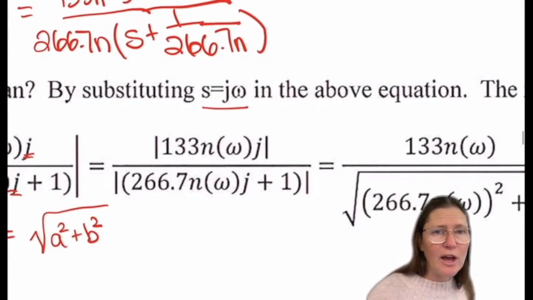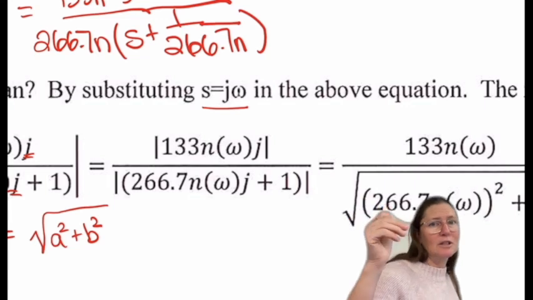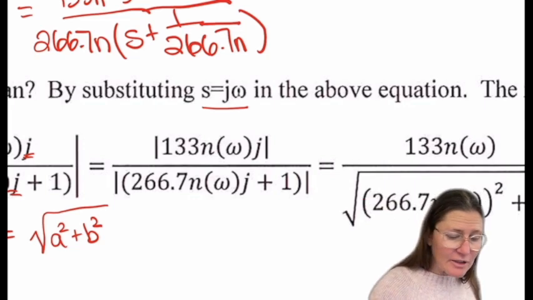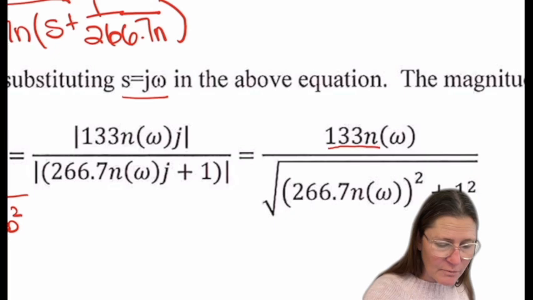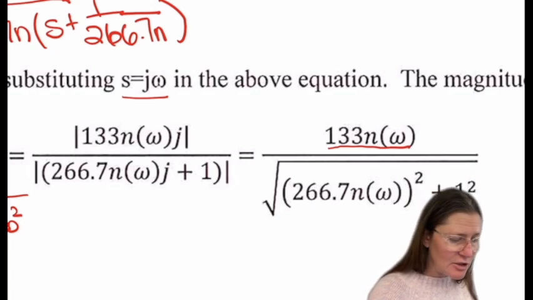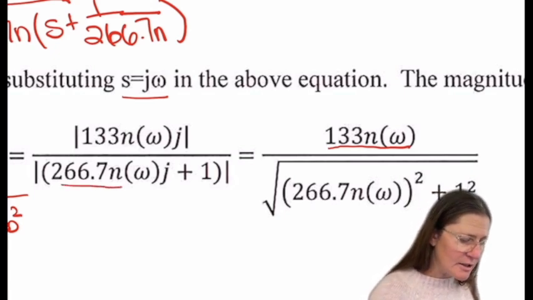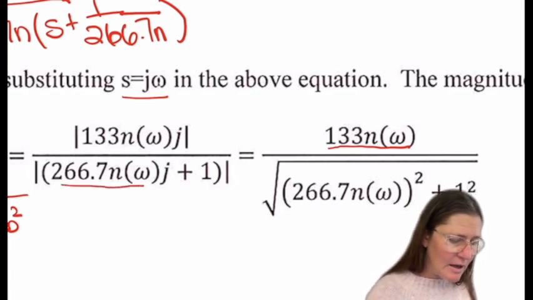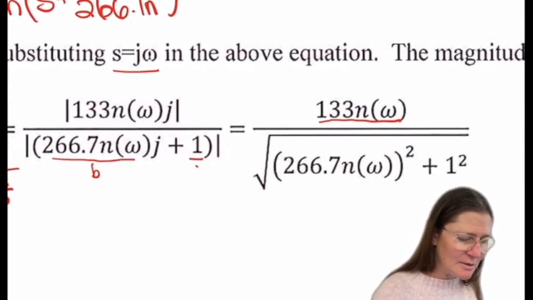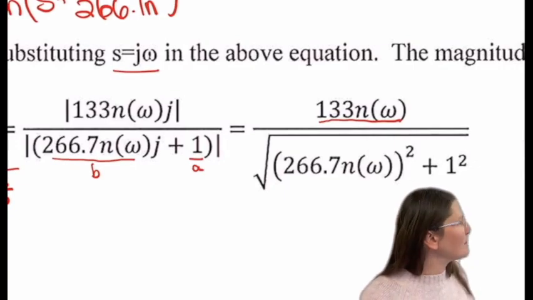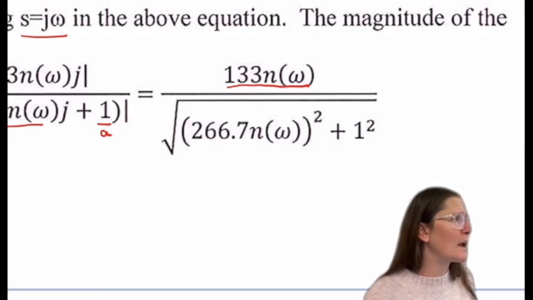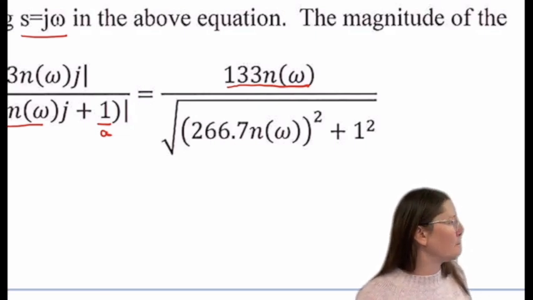So I can separate those out to have 133 nano omega J. And then the magnitude of that is just going to be omega itself, because I have no real portion of it. And then the magnitude of the bottom part, I think I called that B. So this would be considered B, and this would be considered A. So I have 1 squared plus 266.7 nano omega squared. So I treat omega as a known number.